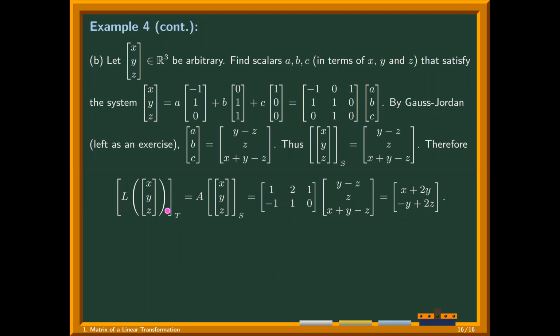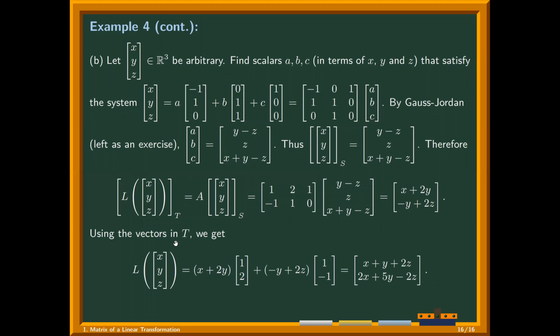And finally, to obtain the function value of L at (x, y, z), we just use the vectors in T. So we form the linear combination (x + 2y) times the first vector in T plus (-y + 2z) times the second vector in T. So we just used the components in the coordinate vector. And this gives the 2-vector with entries as shown.